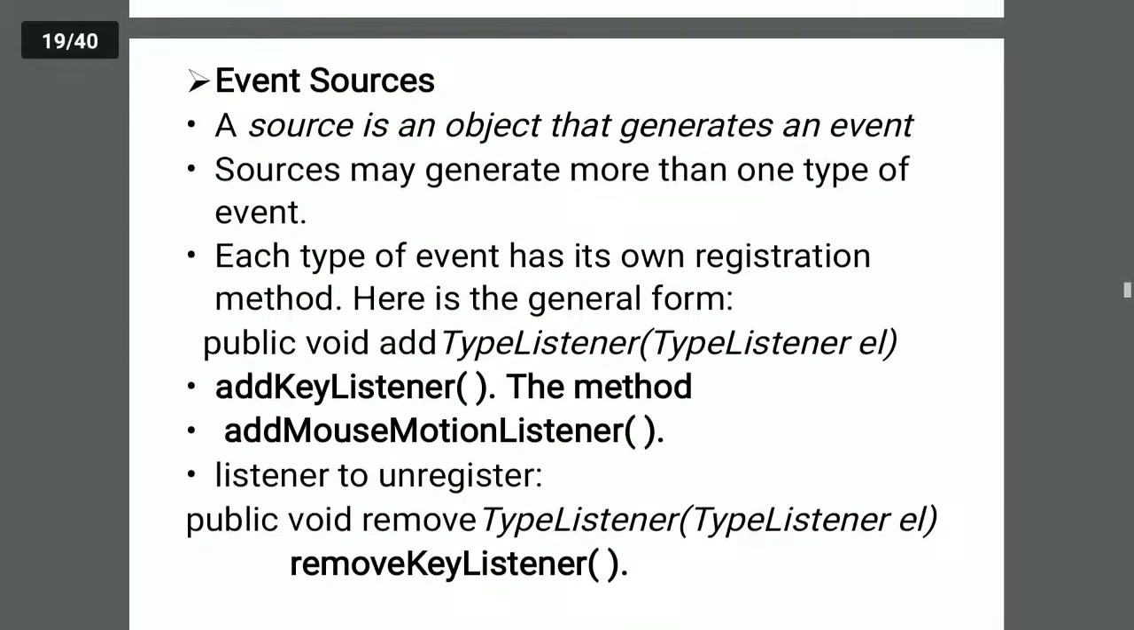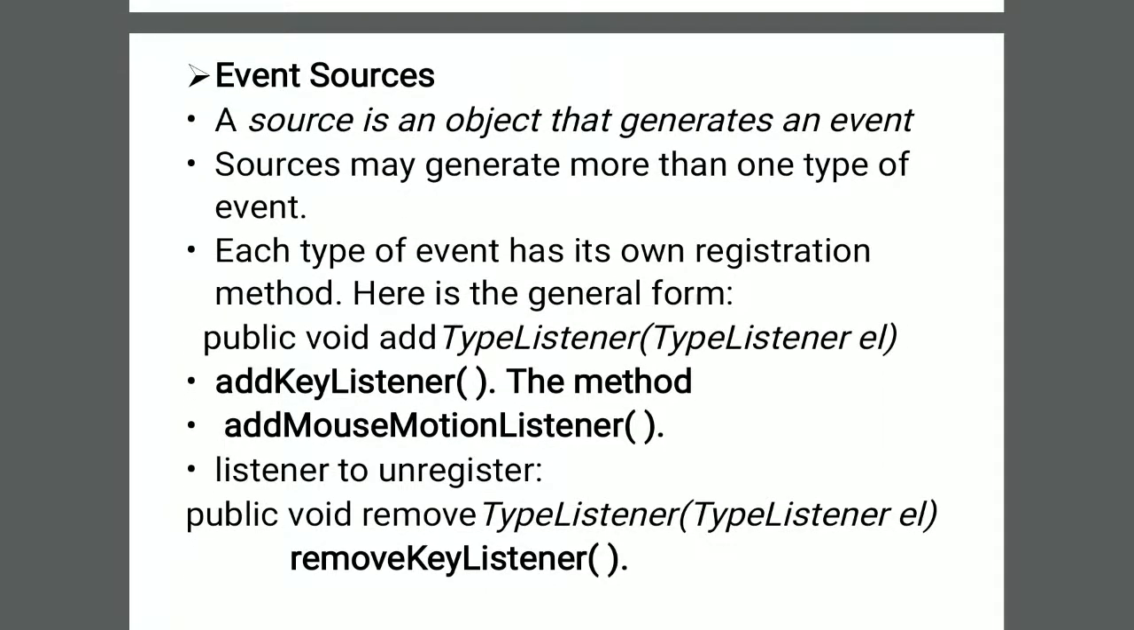Next, event sources. An event source is nothing but an object which generates different types of events. A source is an object that generates an event. The source may generate more than one type of event. That indicates that there is no rule that a particular object must generate only one type of event. It can generate more than one type of event. Each type of event has its own registration method.